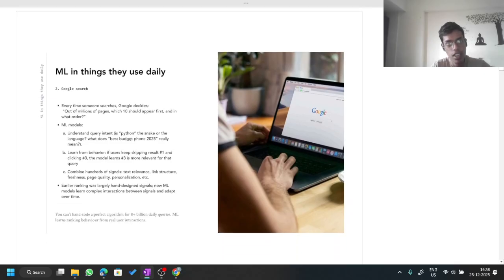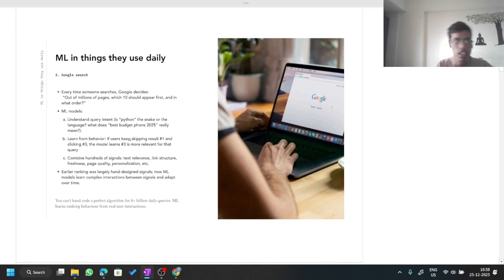The second application is clearly Google search. It tries to optimize its search pages by using machine learning indirectly. You can see some examples, like query intent. We type Python, what to present first, should we present the snake or the language? Very likely if Python is trending as a language, then Google will present Python as a programming language on the first page.